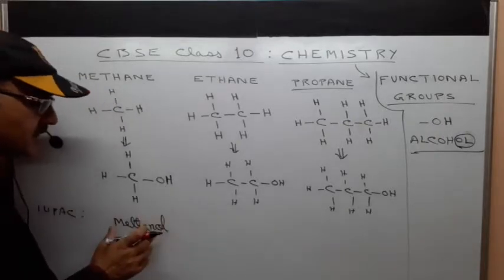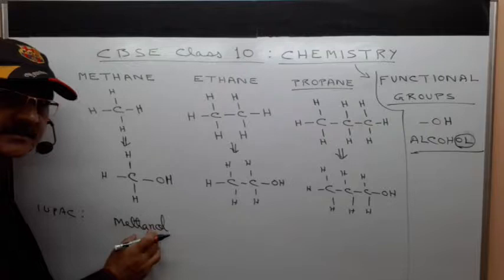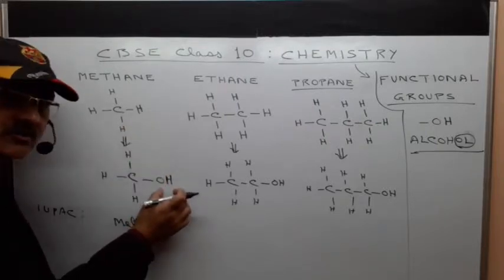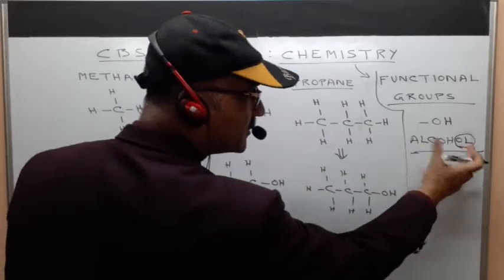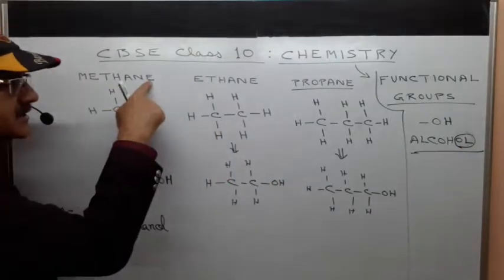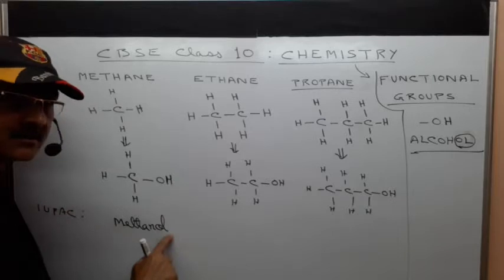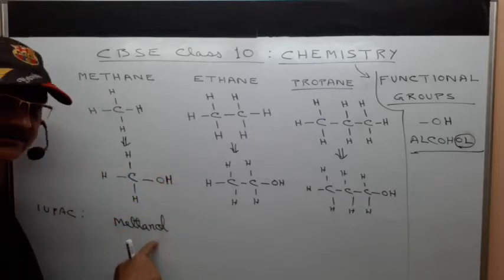See, originally it was methane. So from there we took methane. Since one hydrogen is replaced with the alcohol group, for the alcohol group, from the word alcohol, we take OL and we replace the E of methane with that OL to get the name methanol. So this is methanol. Okay?